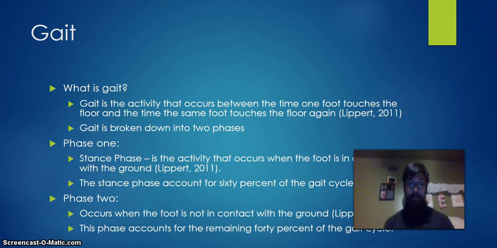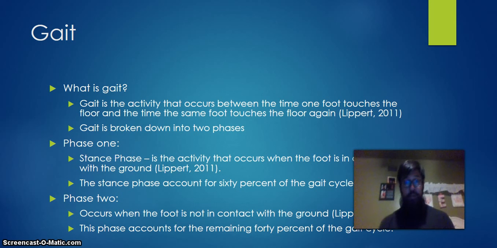We've been speaking about gait for a good amount of time, so I'd like to just hit it real quick. So what is gait? Gait is the activity that occurs between the time one foot touches the floor and the time the same foot touches the floor again. So it can be broken down in two stages.